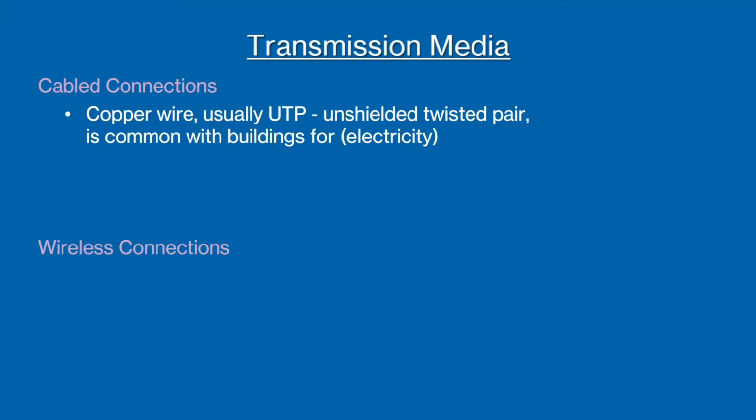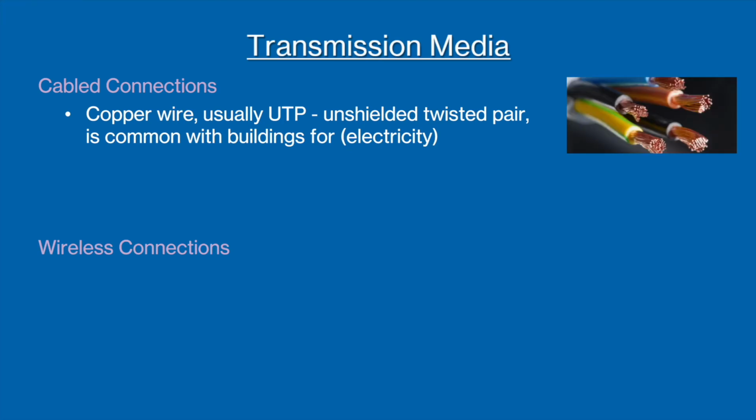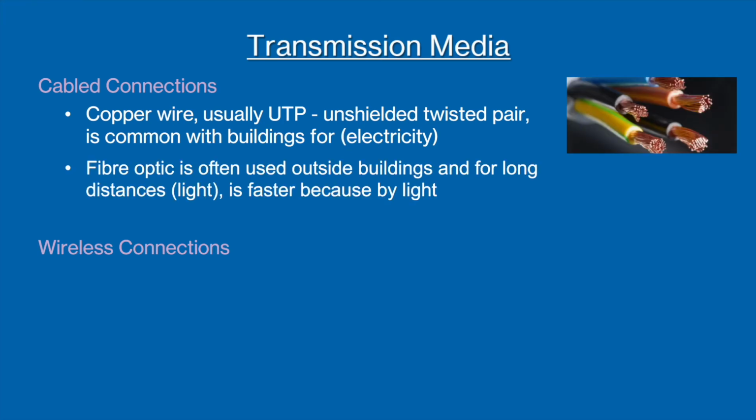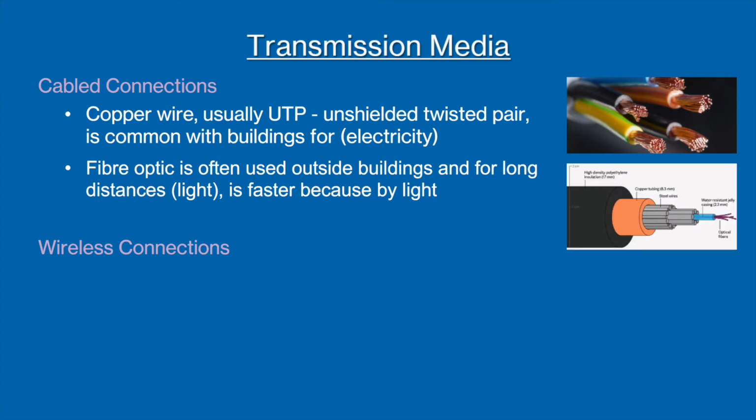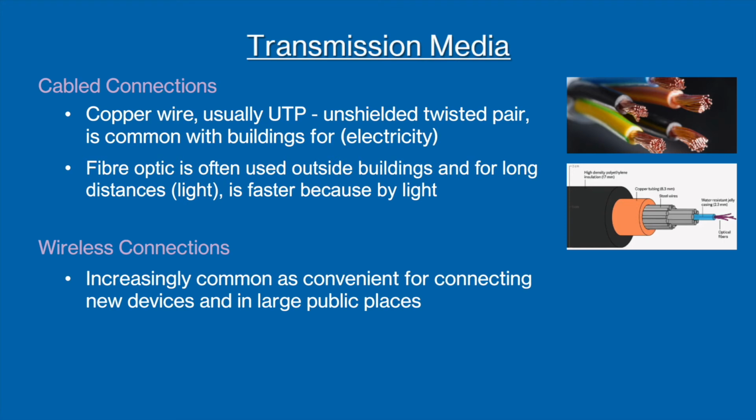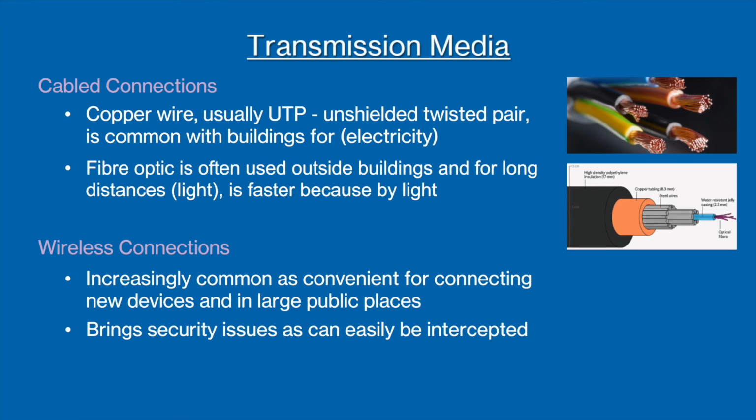The connections on a network can be either wired or wireless. Cabled connections, made of copper wire, are often used in buildings for electricity, whereas fiber optic cables are commonly used for light outside buildings and for long distances. Wireless connections are becoming increasingly common in networks, as they are convenient in large public places or with lots of devices, as the physical cabling is not required. However, wireless connections can bring security issues due to being easy to intercept. As we mentioned earlier, transmission speeds are faster in cables rather than wirelessly.